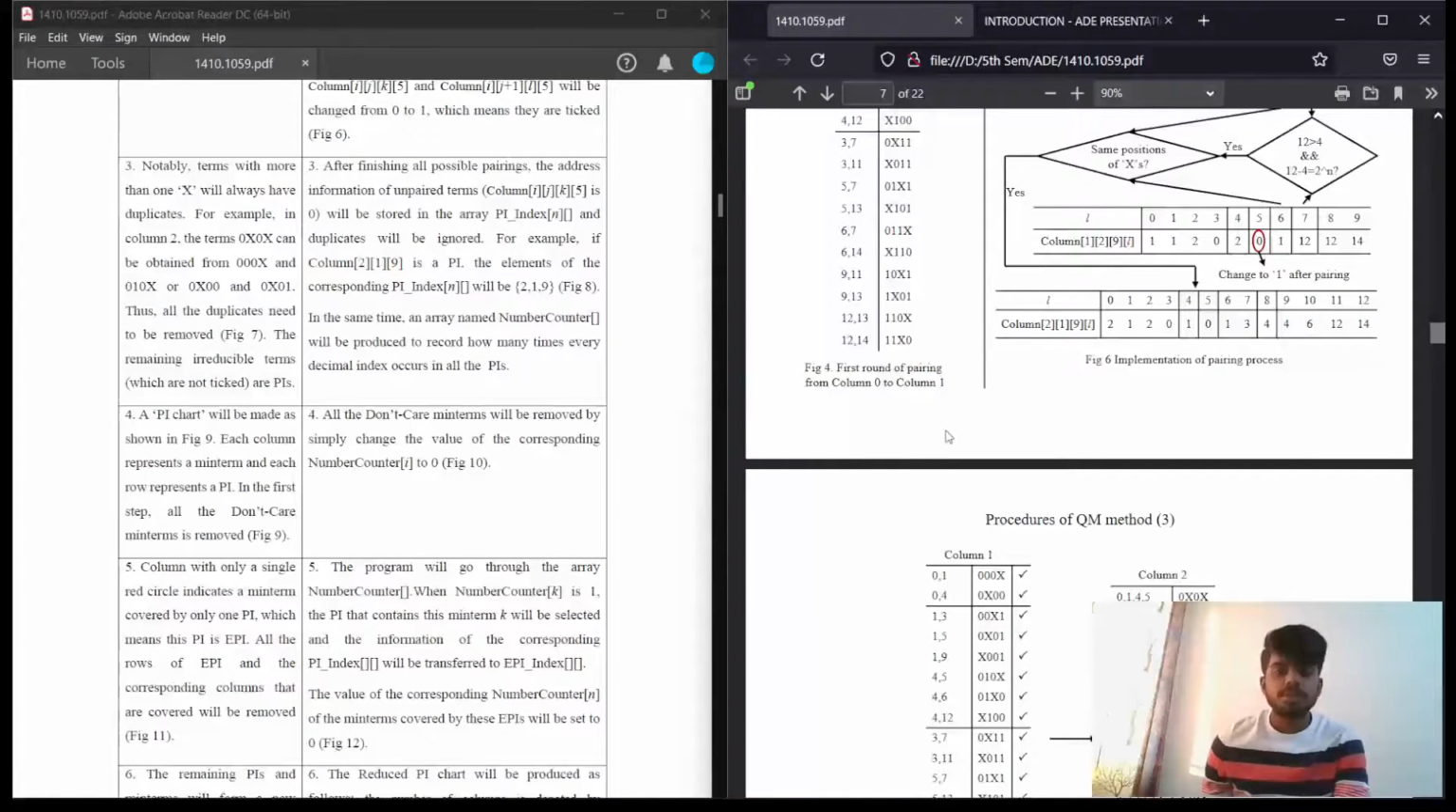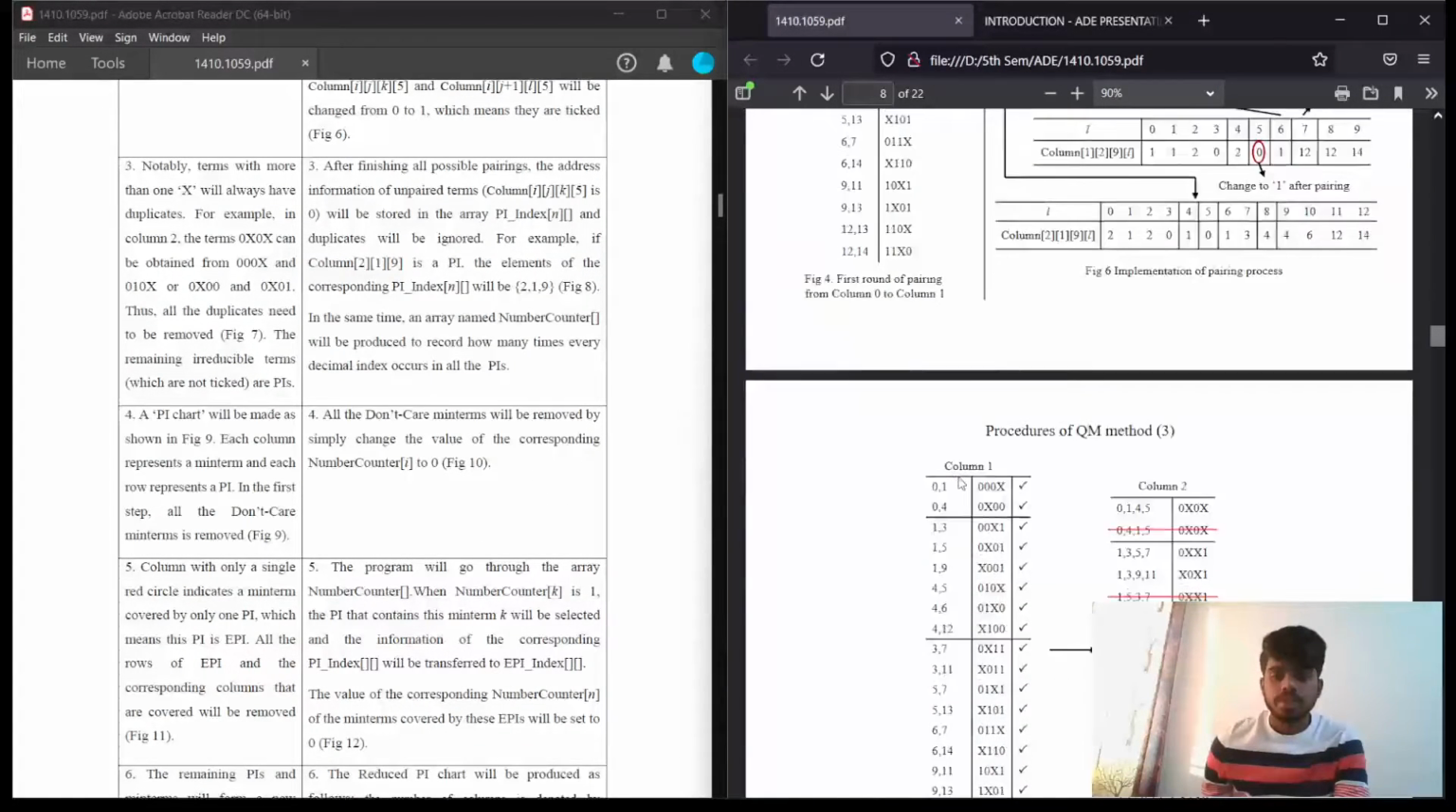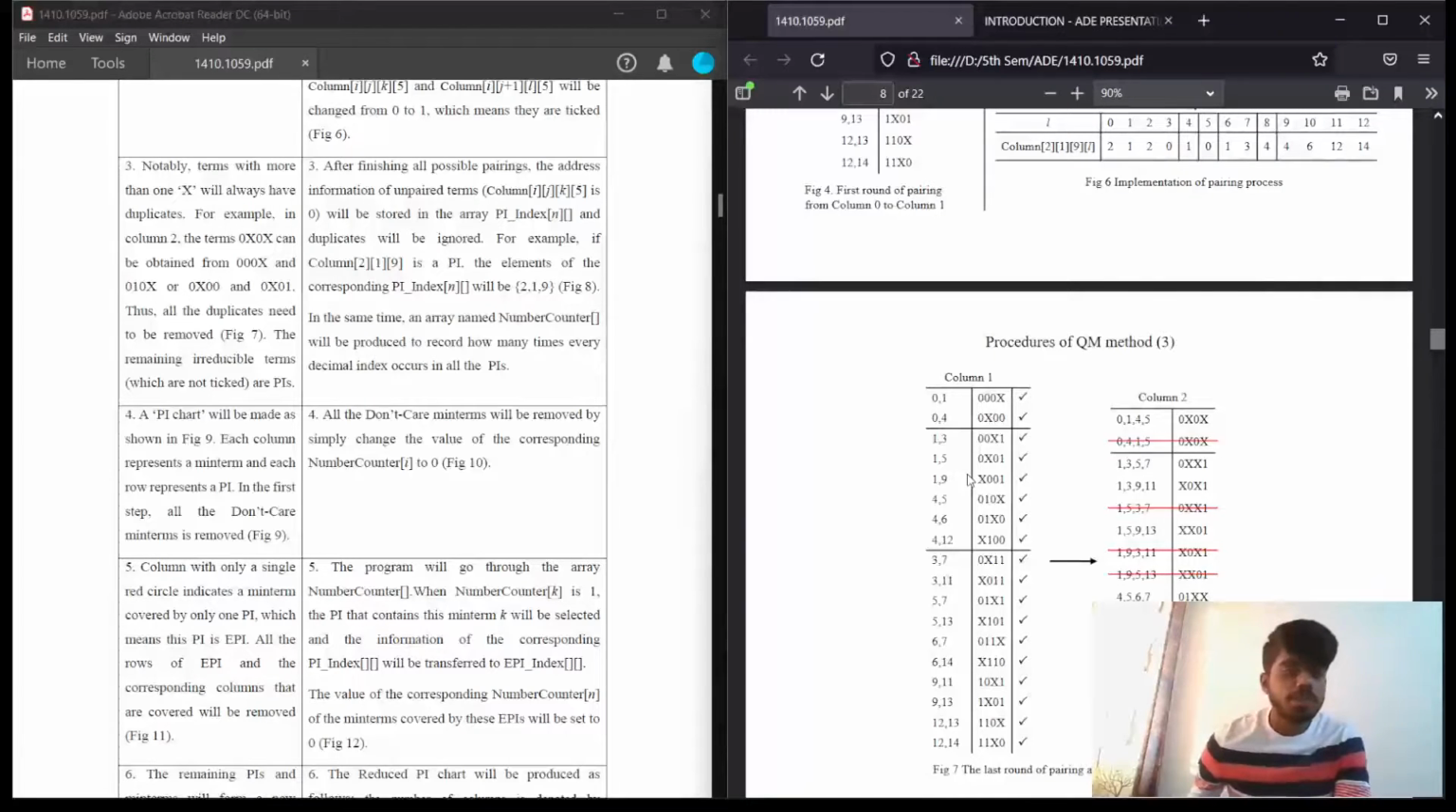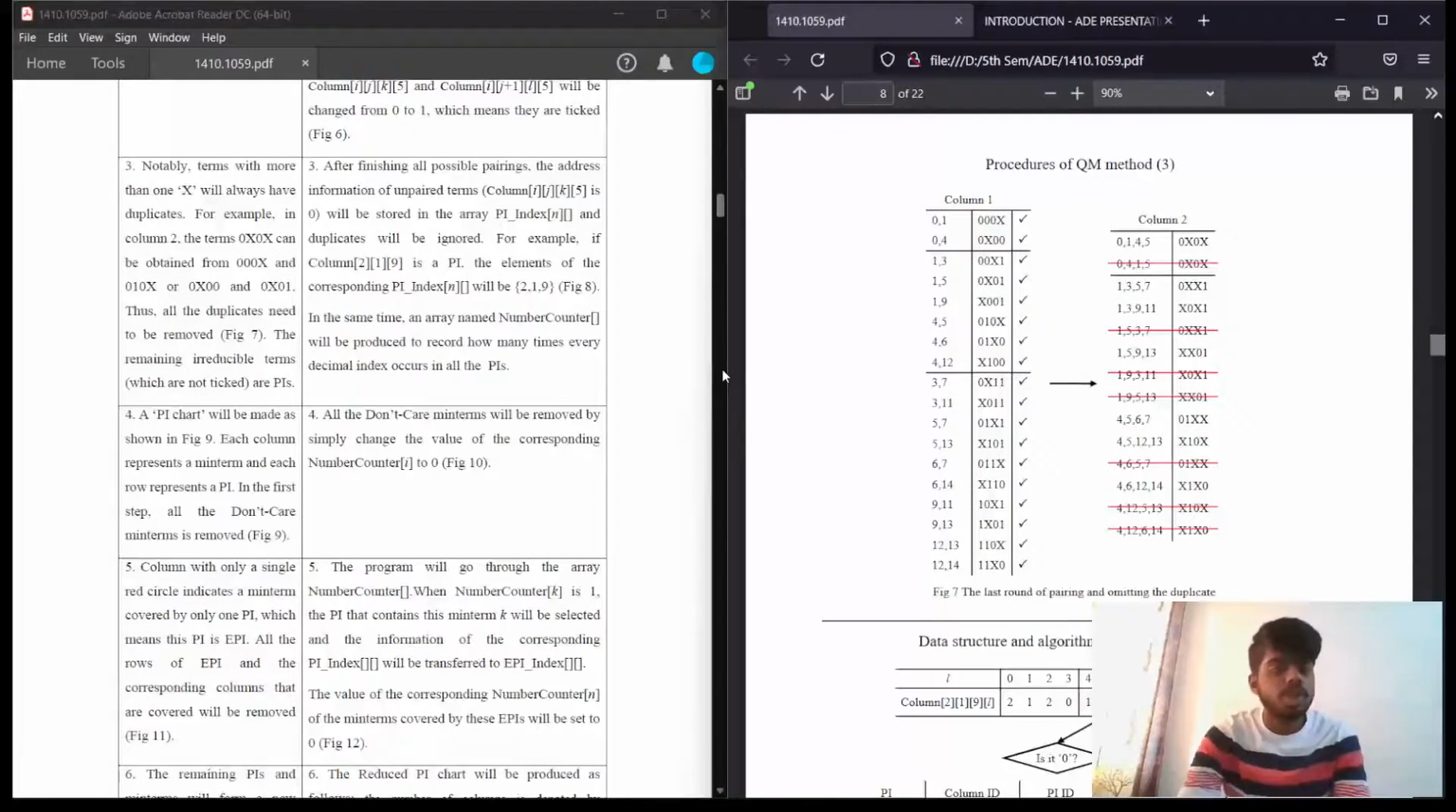So now let's come to the third part of this. How is the third part implemented? In the paper, notably, terms with more than one x will always have duplicates. For example, in column 2, the term 0x0x can be obtained from 000x and 010x, or 0x00 and 0x01. Thus all duplicates need to be removed according to figure 7. The remaining irreducible terms which are not ticked are prime implicants, so they are the PIs.